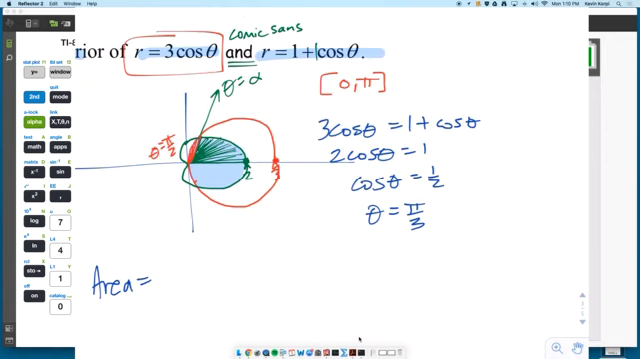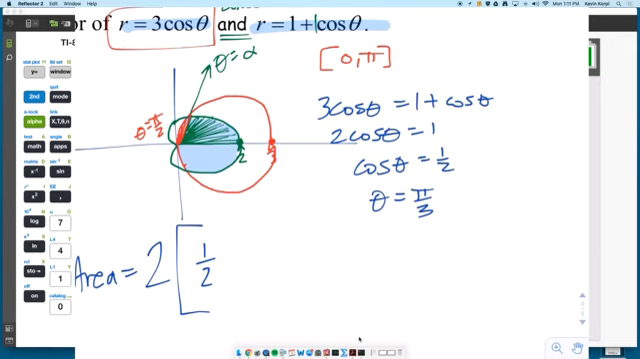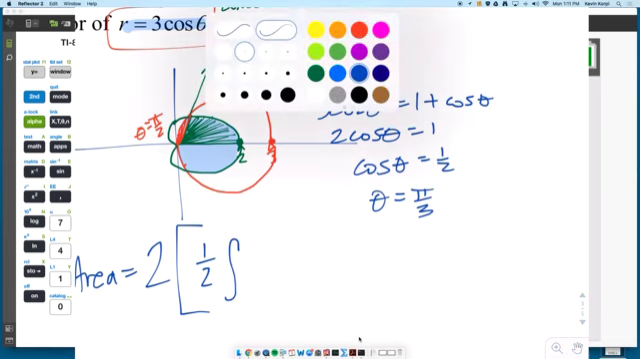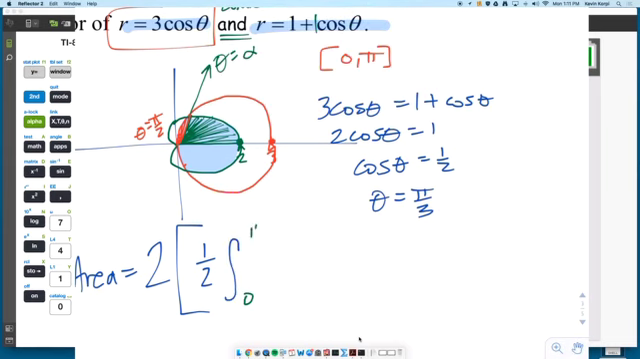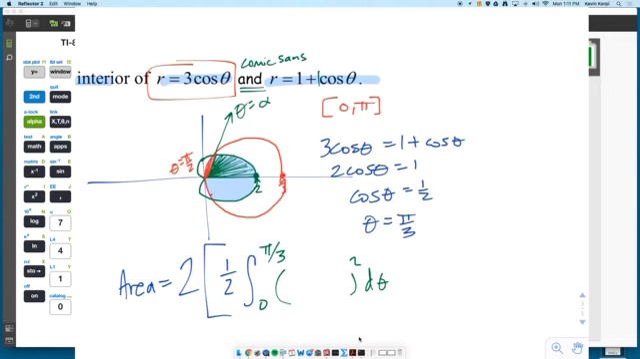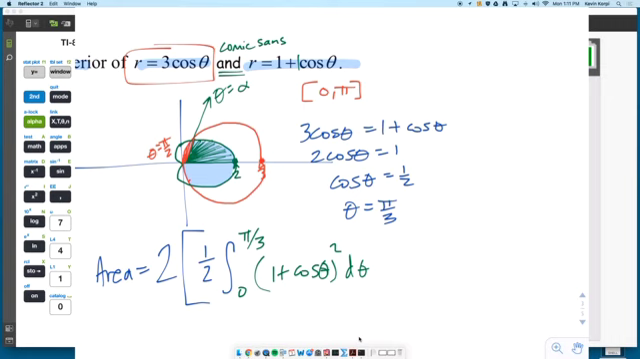The area is going to equal twice the integral. Again, we're using symmetry. I'm finding the top blue half. We have a symmetrical one down below. So twice. And then I have 1/2 the integral of the green curve. So that's from 0 to pi thirds of r squared d theta. And my r for the green curve is the cardioid, right? So it's the 1 plus cosine of theta. And then d theta closes up that integral. And then plus or minus?